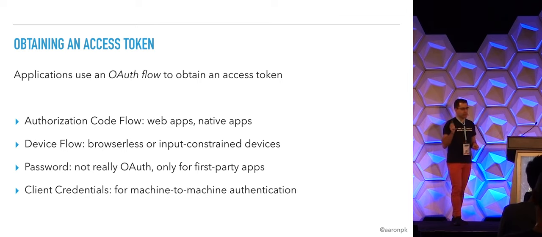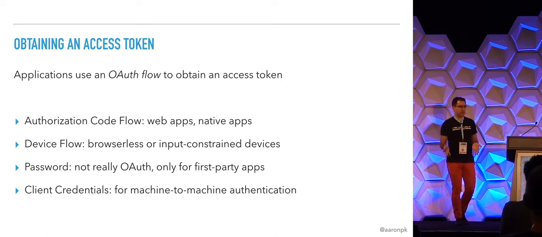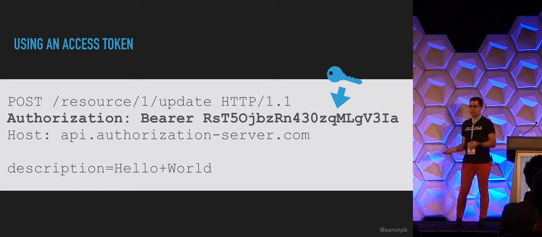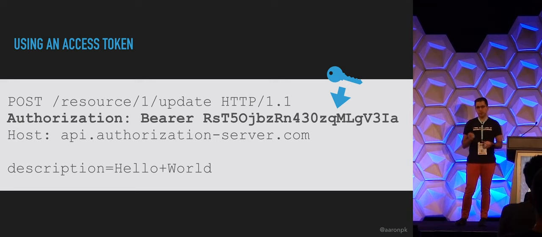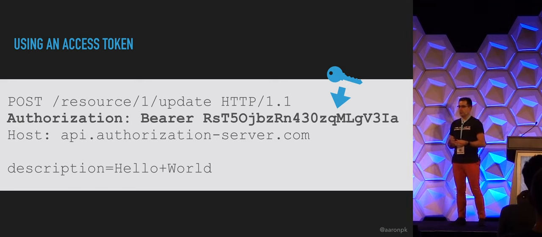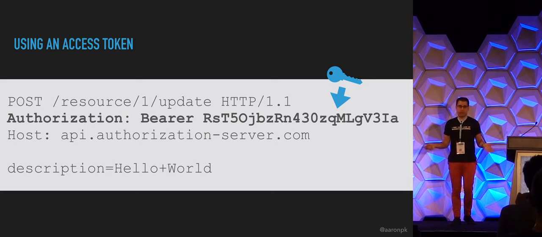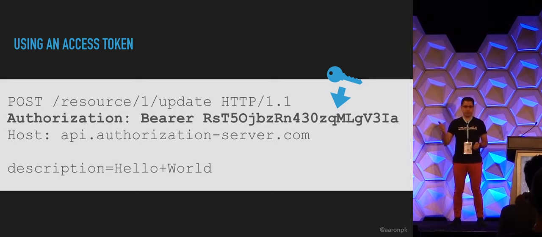But the important part is that the end result of all these flows is always the same. There is an access token. And as far as the app is concerned, the access token is just like a hotel key card. It's just a thing that it carries around, and it's going to use it to make API requests. That access token has no meaning to the application. Just like with a hotel key, you don't care whether it's an RFID or an NFC or a magstripe card or a physical key, and you don't care what's on that key. You just care that it works when you use it at the door.